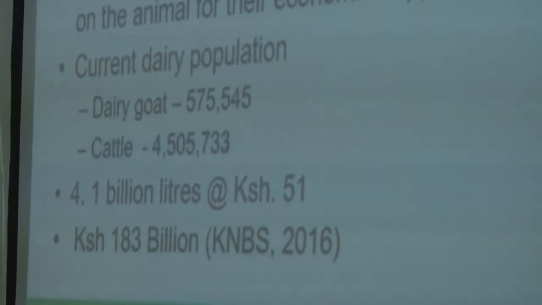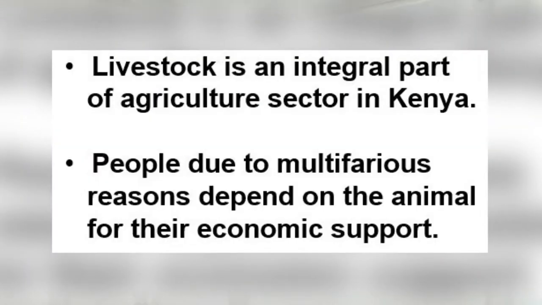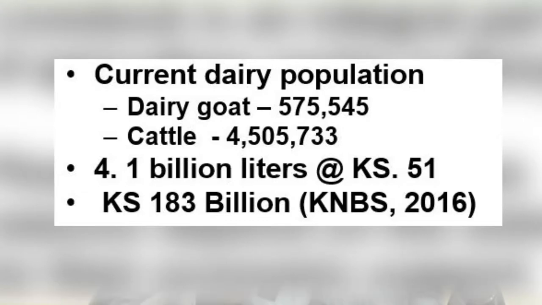Economical support. This will be in terms of the dowry that you paid, and everything. And dairy is becoming multifaceted in terms of dairy goats and dairy cattle. Currently, by 2016, KBS reports a population of 0.5 million dairy goats, while cattle are about 4.5 million. These cattle are churning about 4.1 billion liters. And averaging milk cost by county, it comes to about 51 shillings. Multiplying that, assuming all the milk is sold, it comes to about 183 billion Kenyan shillings.